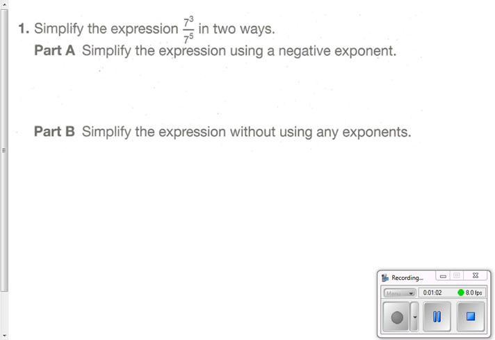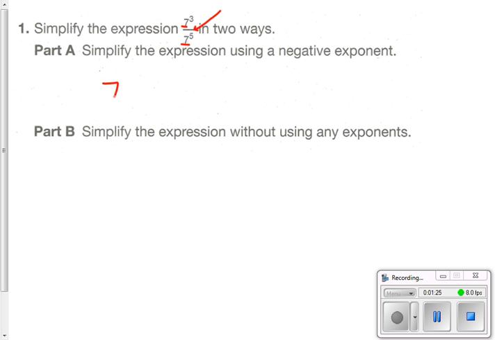So here's our first example. Simplify the expression 7^3 divided by 7^5 in two ways. The first way is in part A. It says simplify the expression using negative exponents. Okay, so we check it out. They have the same base. The base number is 7. When it's dividing, quotient of powers says that you subtract exponents.